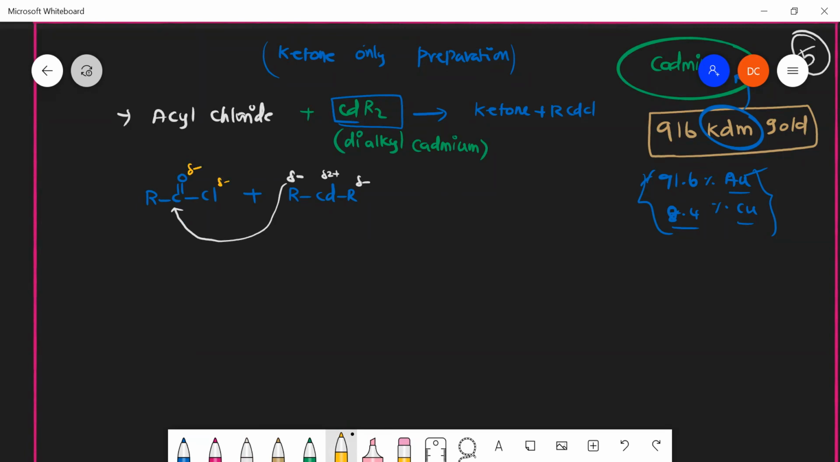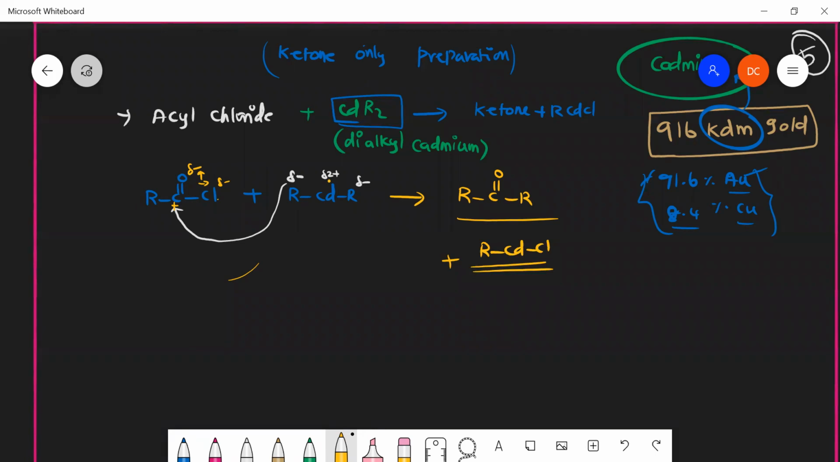Here chlorine is highly electronegative, so both of them will pull the electron from carbon. This carbon is now getting more positive charge. So this R- will go and approach here. Then what will be my product? R-C double bond O-R. So I get the ketone formed as my product, along with Cd2+ and Cl. So RCdCl is there.